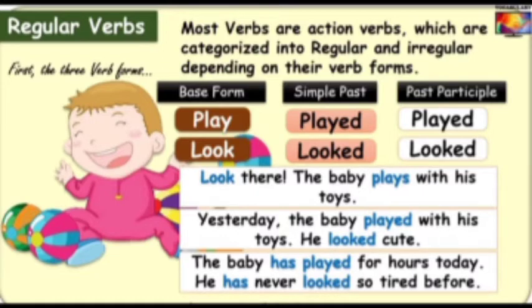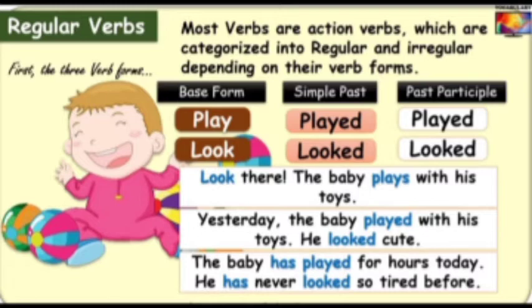Regular verbs are made by adding ed to the base form of the verb. For example, play: we will add ed and the verb play will become played in simple past and in past participle also. Second example, look. In the verb look also we will add ed and make it looked in simple past and in past participle also. So we can say that the regular verb play is played in simple past and in past participle also. The same way, look, looked, looked.